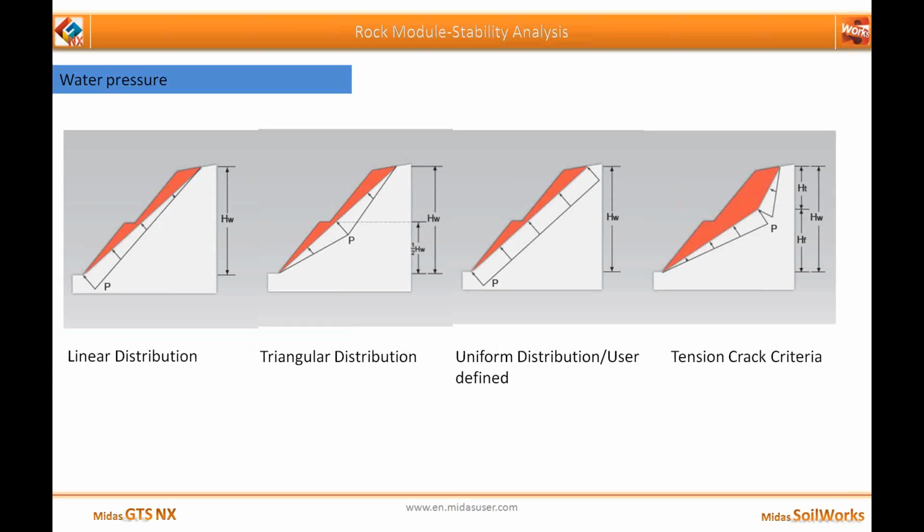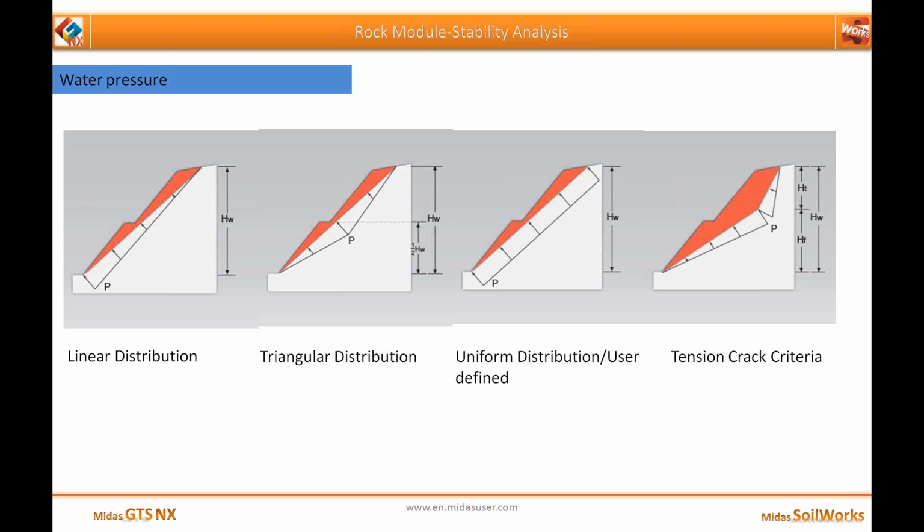Water pressure. Whenever we are dealing with rocks, the most important thing to consider is the water pressure and its variation in the joint planes. So first is the linear distribution. Linear distribution we take into account when the water which seeps in doesn't come out at the bottom level. So the water goes on accumulating and hence we can consider a linear distribution. But when the water comes into the plane and goes out simultaneously, we go for a triangular kind of distribution.